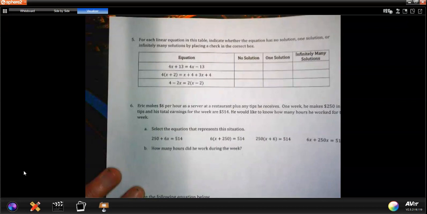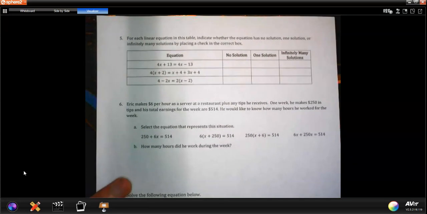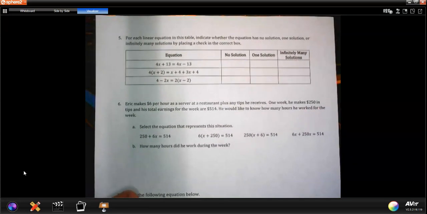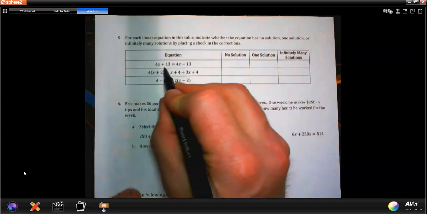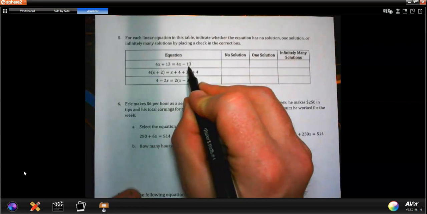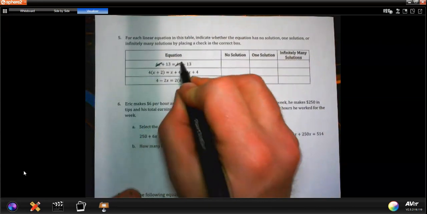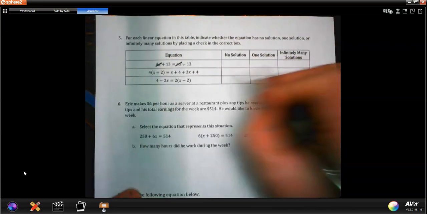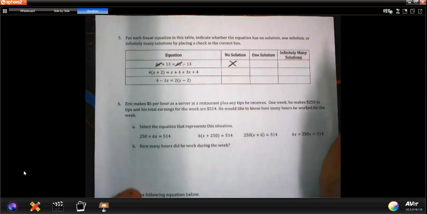Okay, going to this one. For each of these equations, indicate whether the equation has no solution, one solution, or infinitely many solutions. 4x plus 13, 4x minus 13. The x's will cancel out. 13 equals negative 13. Nope, no solution.